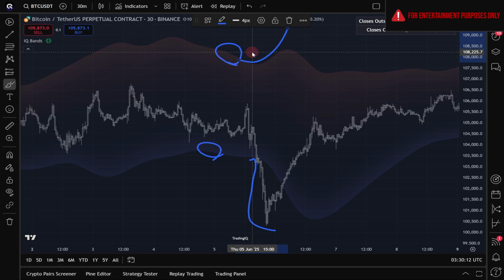Now, regardless of IQ Bands, at some point, prices will generally revert towards their mean or average price over time. And traders in our community use IQ Bands in order to find trading opportunities where price has moved too far away from the average price, and there's potential for price to move back towards the long-term average.